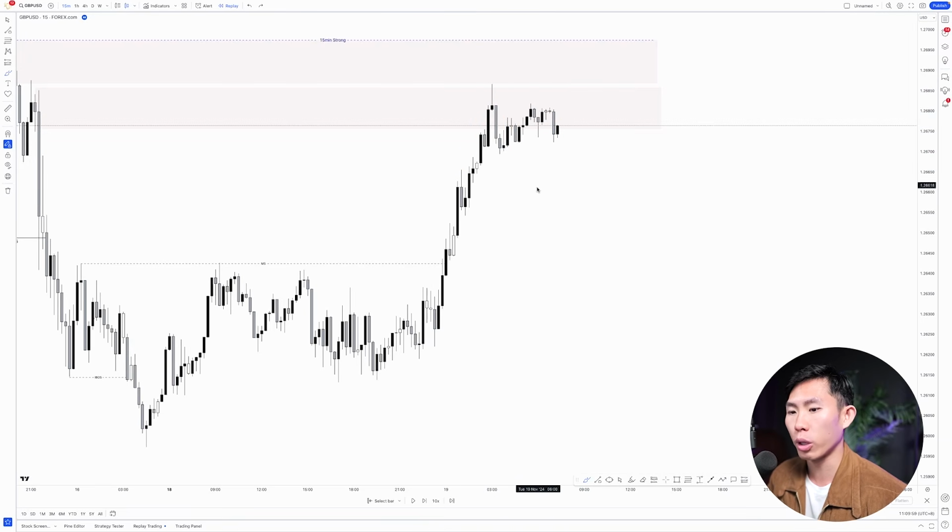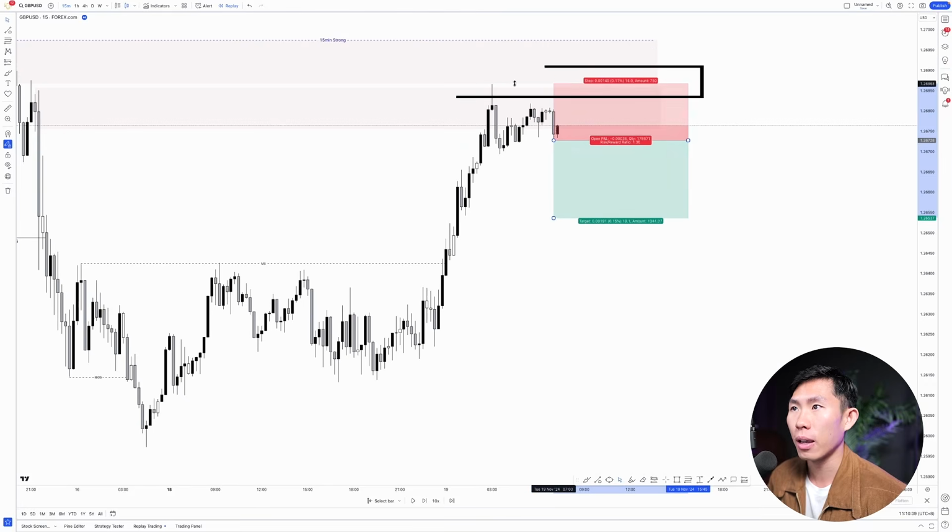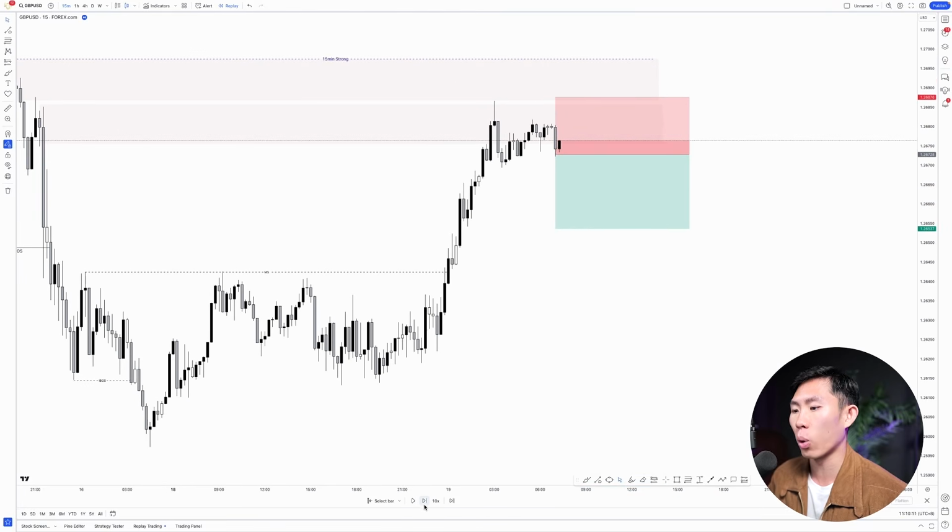This is where most retail traders might want to enter for a sell somewhere right around here. And if they do enter for a sell here, guess what? They're going to be placing their stop loss above these highs right here. And in this case, let's look at what happened next.